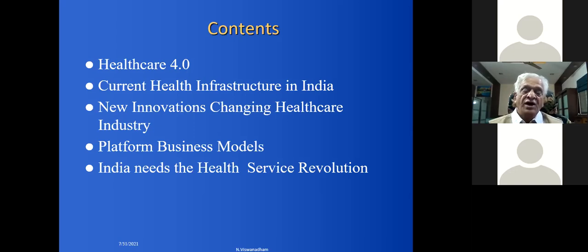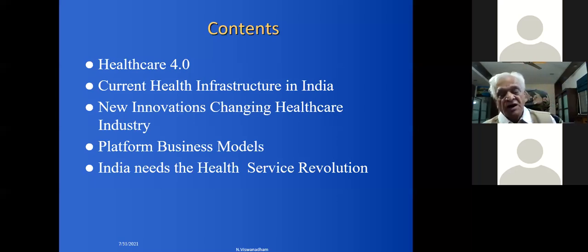And I'll talk of platform business models. You must already be using some of these platforms. The platforms are like Amazon, Uber, Swiggy. These are all platforms which you use for various purposes. And I want to design a platform for the healthcare sector. Like you have Uber for ride sharing, and Amazon for buying things retail, is it possible to have a platform business model for the healthcare sector?